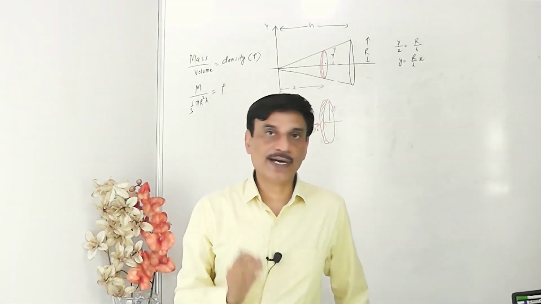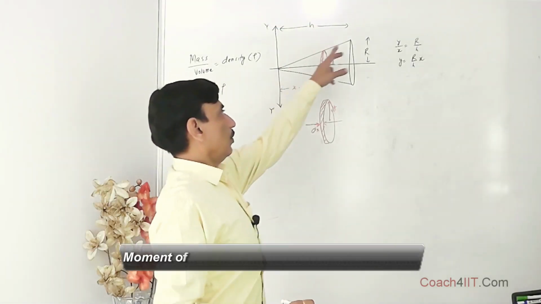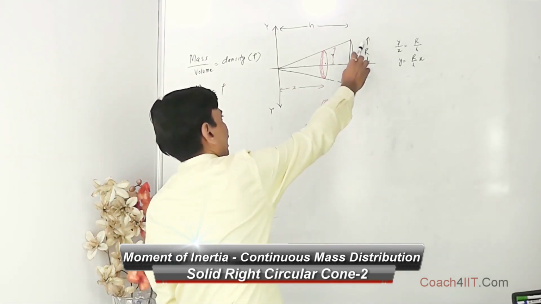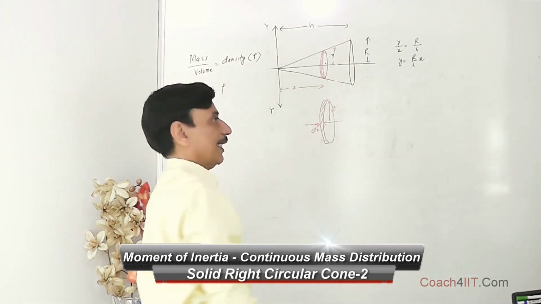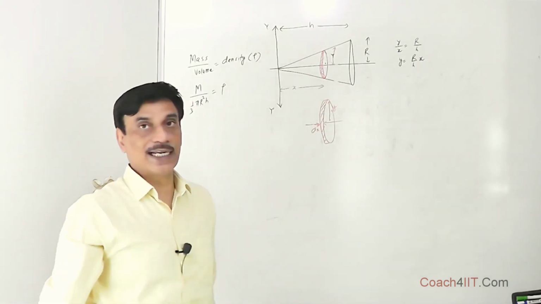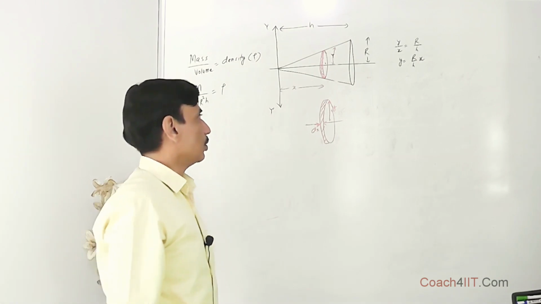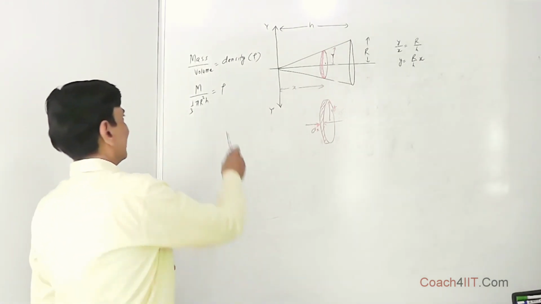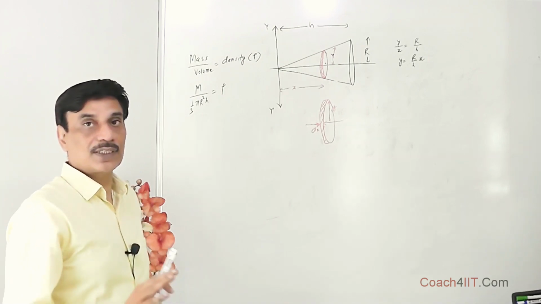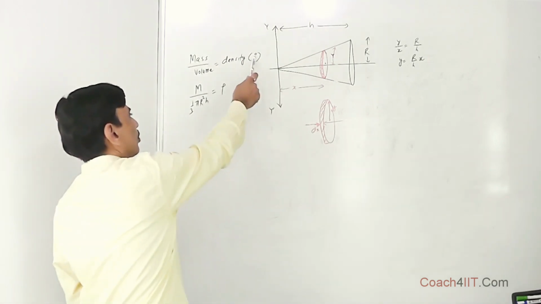We are supposed to find the moment of inertia of this right circular solid cone, which has radius r and height h, about this axis perpendicular to its central axis, I y dash. So over here, one thing to understand is that mass upon volume is density. It's a very elementary thing which we all know. Density is denoted by rho.